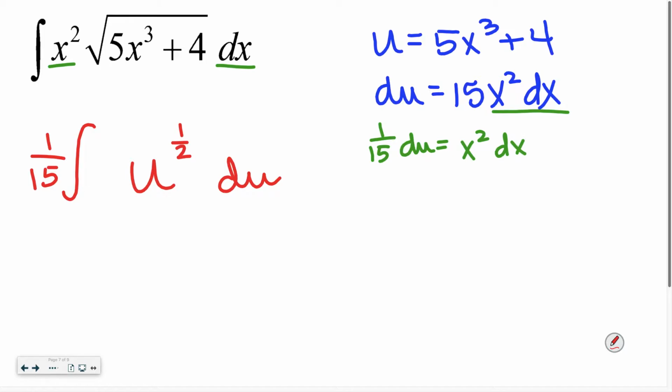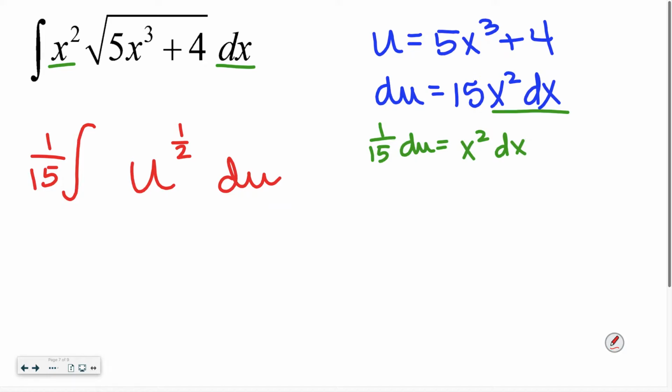Do you have to put the 15 on the other side of the integral sign, or can you put it on the inside? So you can put it on the inside. It would not matter. I will typically put it on the outside so that I don't have to worry about it until the very end. Okay, so you can put it inside or you can put it outside. Remember, we have that constant rule, where it doesn't matter if it's inside or outside.